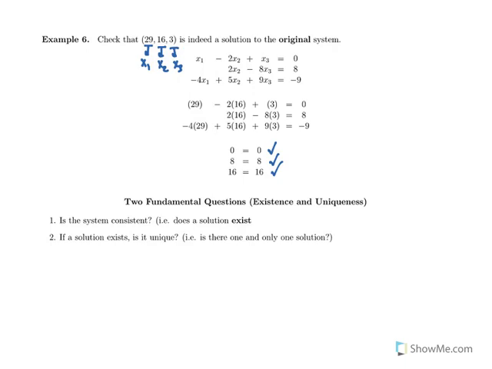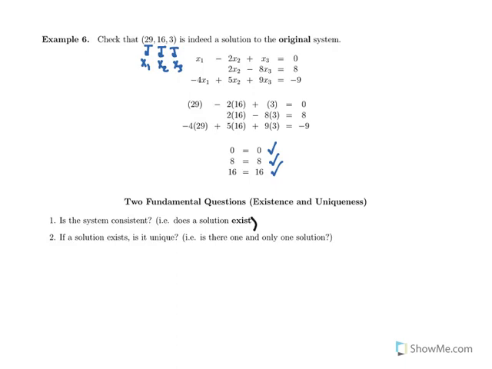All right, there are two fundamental questions that we're going to ask in this course: existence and uniqueness. The first one: is the system consistent? Does a solution exist? And then, if it exists, is it unique? Is there one and only one solution?